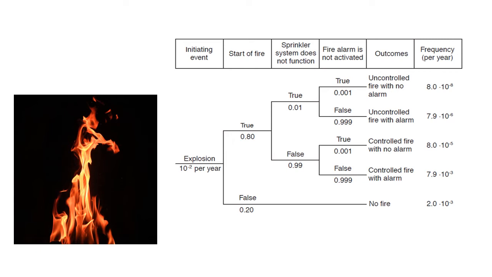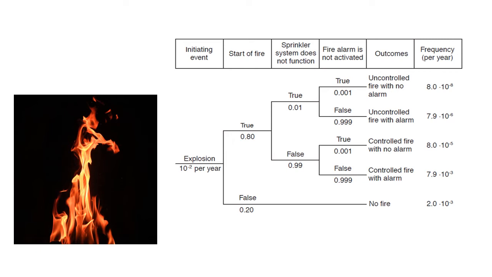For example, we can have past data about the chance of the explosion. Then we have the data for the probability of occurrence of fire in case of explosion. Here in this case we have taken 80-20. So if the explosion occurs, the chance of having a fire is about 80%.